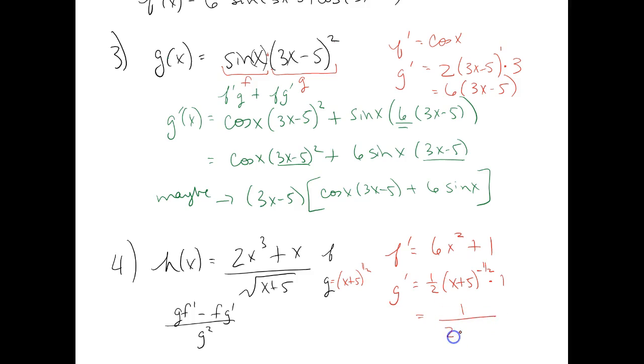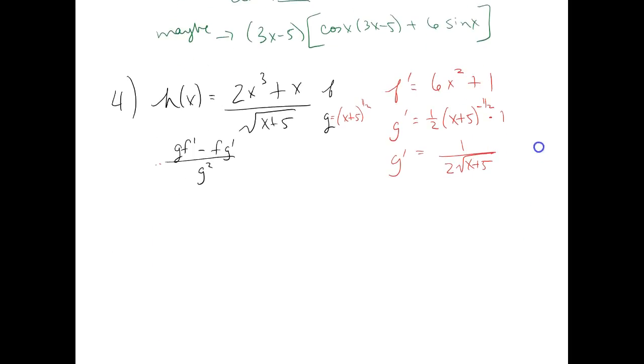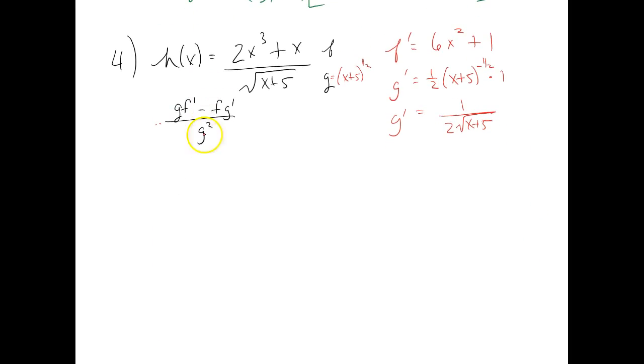1 over 2 times the square root of x plus 5, because it's got a negative exponent and a negative fraction exponent. So this g prime, I'm actually going to rewrite it like this before I ever plug it in over here. I promise it looks ugly, but it'll make it easier when it comes time to simplify. Okay, so now we plug into all this madness.